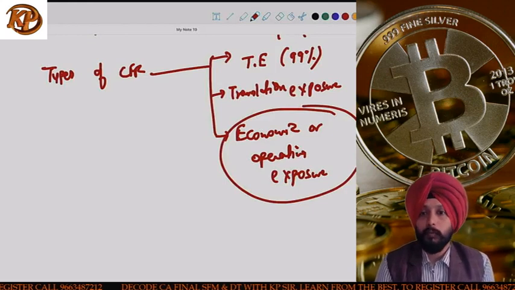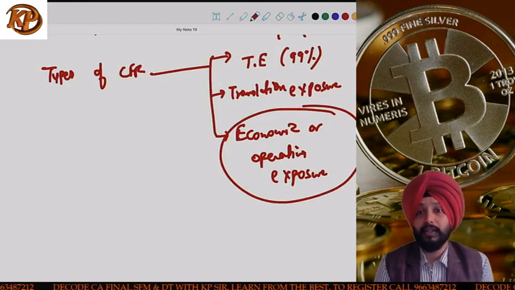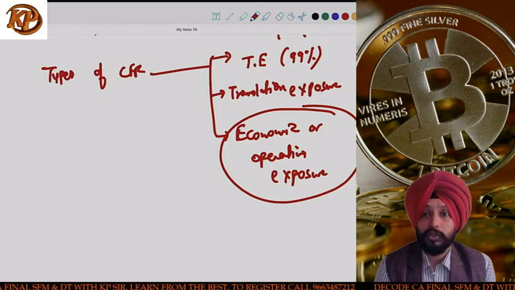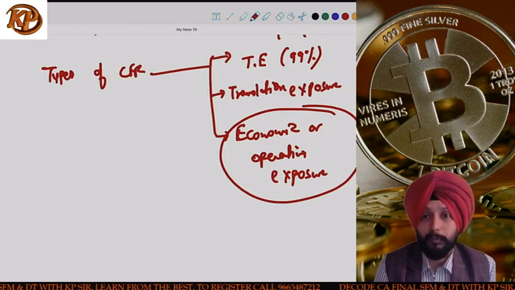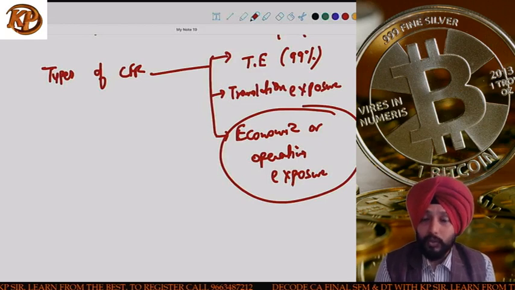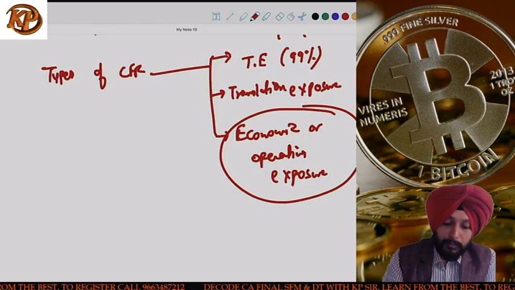Now, what economic or operating exposure is, I gave you a few examples. If you remember, in the class, and it's given in your book also, economic or operating exposure is something you will be exposed to even if you are not doing cross-border transactions. You will be exposed to economic or operating exposure even if you go for home currency invoicing. You are still exposed to it. How? I'll give you one simple example.